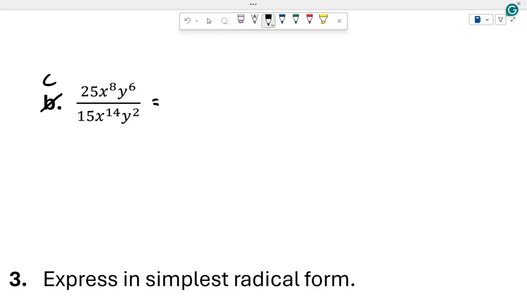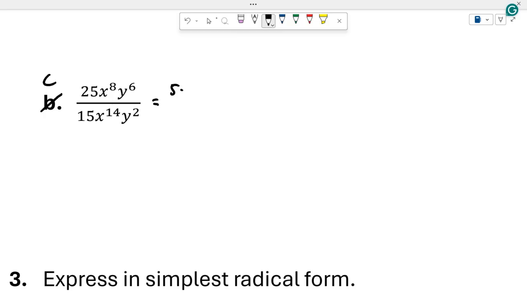So we have 25 and we have 15. Those are our coefficients on each term, in the numerator and the denominator. I want to ask myself, what factors in both the 25 and the 15 can I cancel, right? What's the GCF? What's the greatest common factor between 25 and 15? The greatest common factor between 25 and 15 is 5. Because 5 goes into 25 5 times, and 5 goes into 15 3 times.